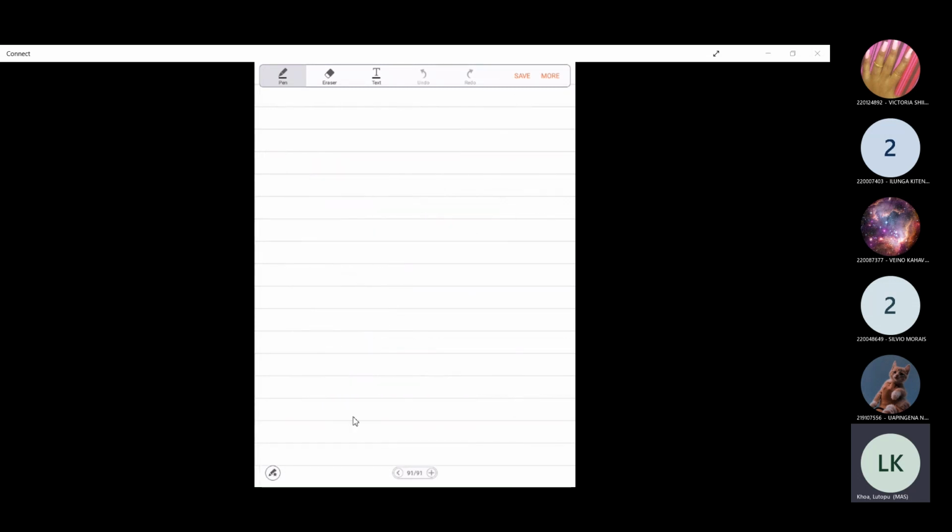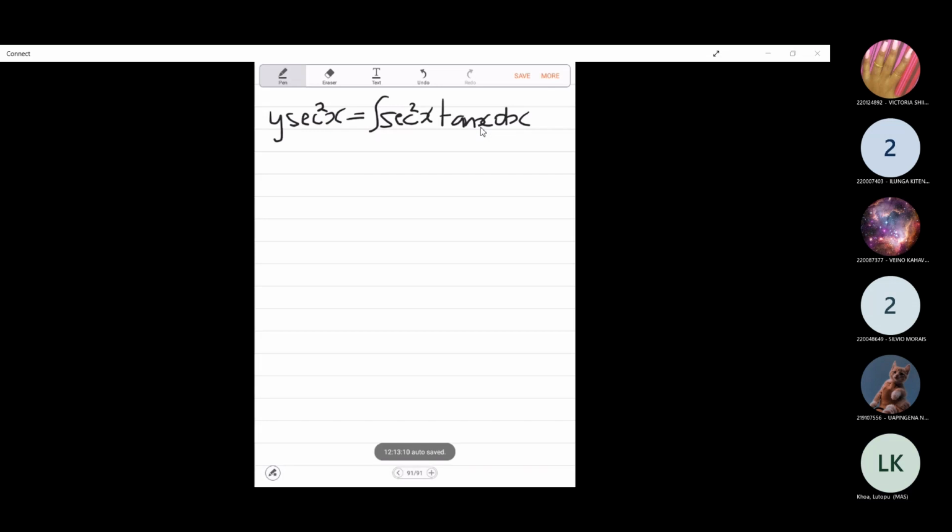So we have y sec squared x is equal to the integral of sec squared x tan x dx. Okay, so here we have tan x. The derivative of tan x is sec squared x. So this is just tan squared x divided by 2.